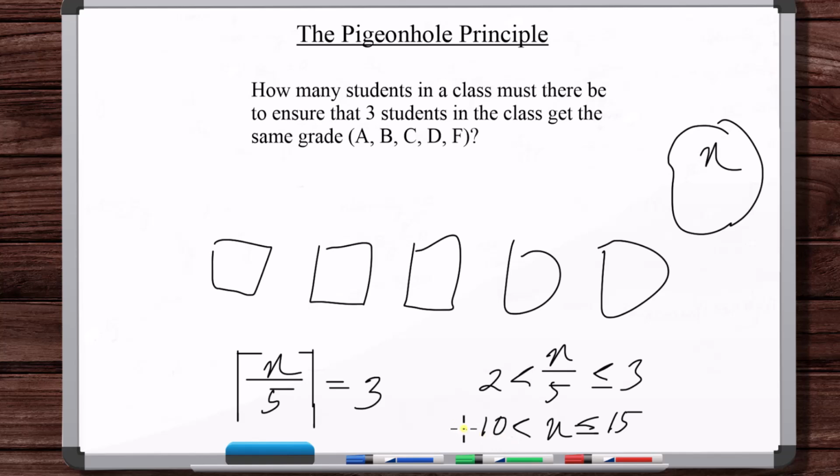So 10 divided by 5 is 2, so 11. That's the minimum. Yes, if we did 12 divided by 5, if n was 12, then the ceiling function would also equal 3. But we're asking for the minimum. So it's 11.